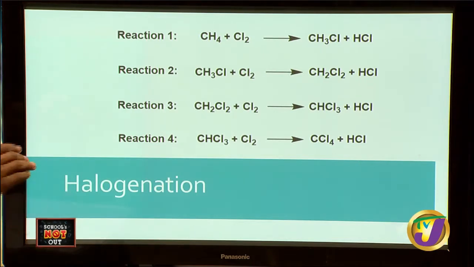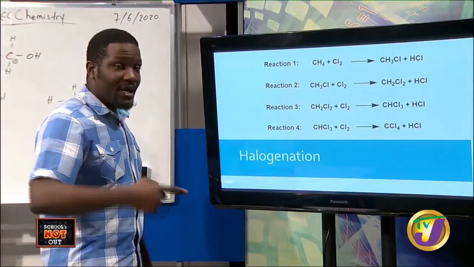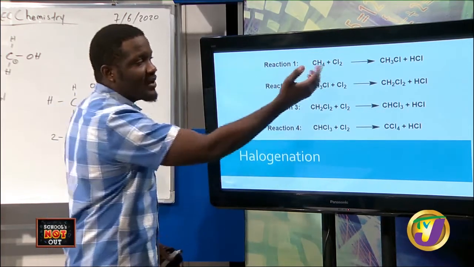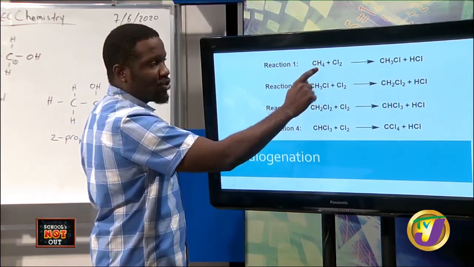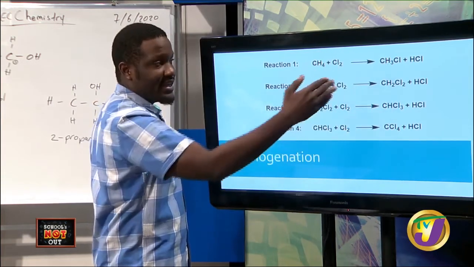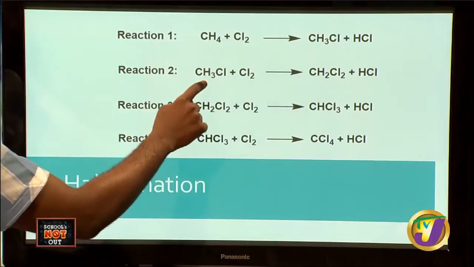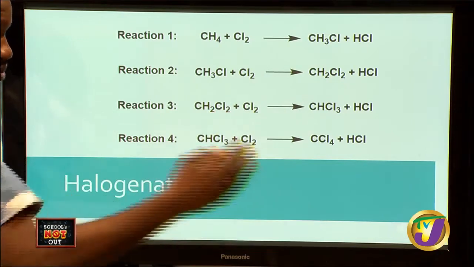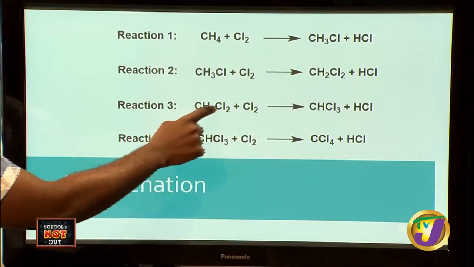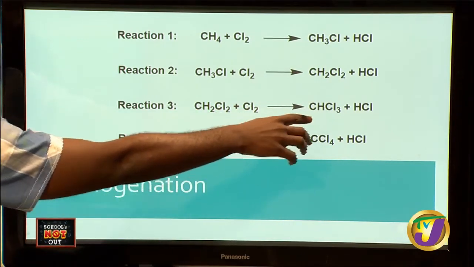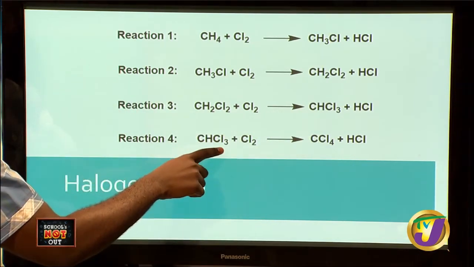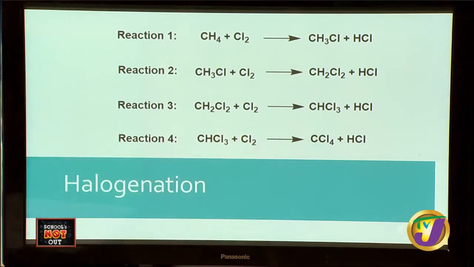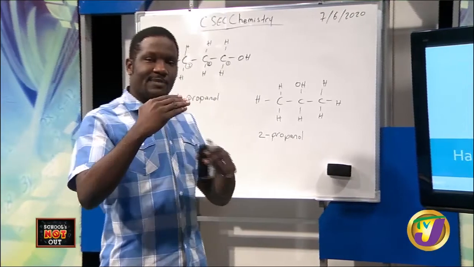Now it takes place in steps. Remember what we said: it replaces hydrogen one at a time. So it does not replace all hydrogen at once. One hydrogen is replaced with chlorine, so you get CH3Cl. Then that one is replaced again, you get CH2Cl2. Then you replace again to get CHCl3, and then the CHCl3 is replaced to form CCl4. All right, so it takes place in steps.